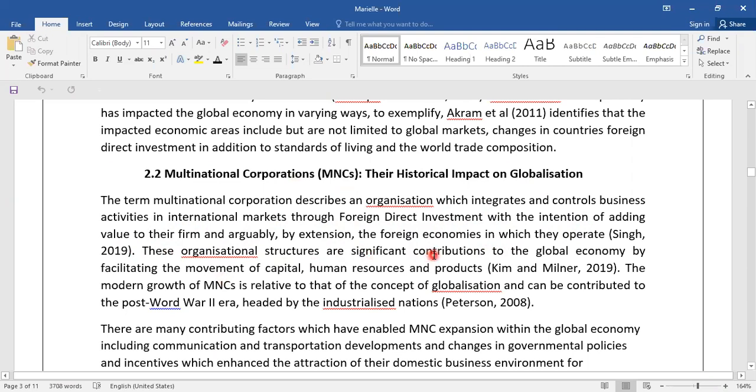I think, Mariel, this would be contributors. MNCs are significant contributors to the global economy by facilitating the movement of capital, human resources, and products. The modern growth of MNCs is relative to that of the concept of globalization and can be attributed to the post-World War II era headed by the industrialized nations.